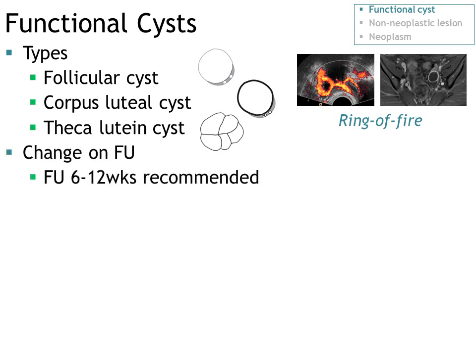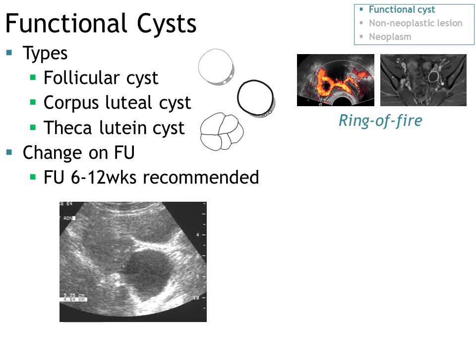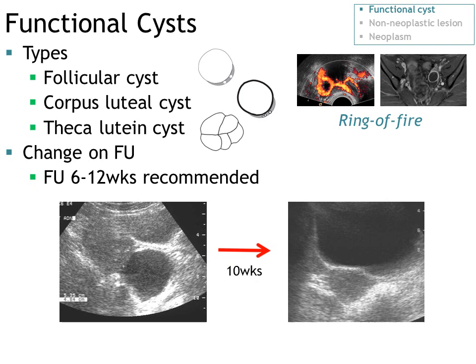The most important characteristic of functional cysts is that they will change on follow-up. Follow-up imaging 6 to 12 weeks interval is recommended. Here is a thin-walled unilocular cyst, most likely a follicular cyst, and it disappeared after 10 weeks.